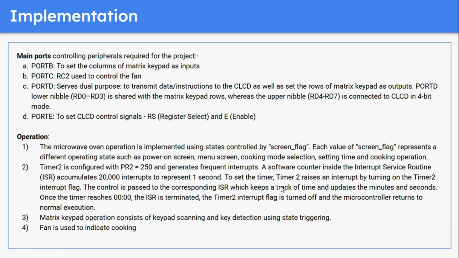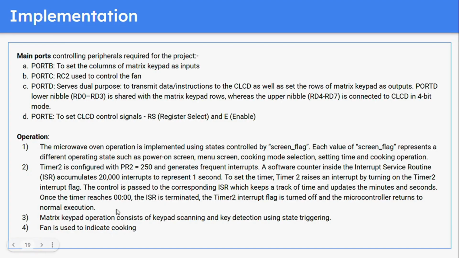To set the timer, Timer 2 raises an interrupt by turning on the Timer 2 interrupt flag. The control is then passed to the corresponding interrupt service routine, which keeps track of time and updates the minutes and seconds. Once the timer reaches 0 seconds and 0 minutes, the ISR is terminated and the Timer 2 interrupt flag is turned off. The microcontroller then returns to the normal execution state.